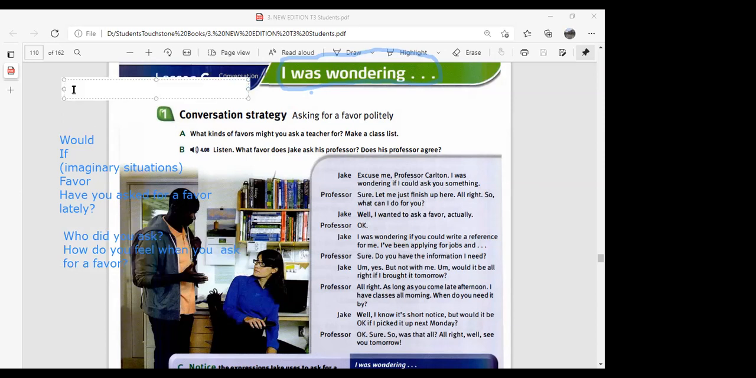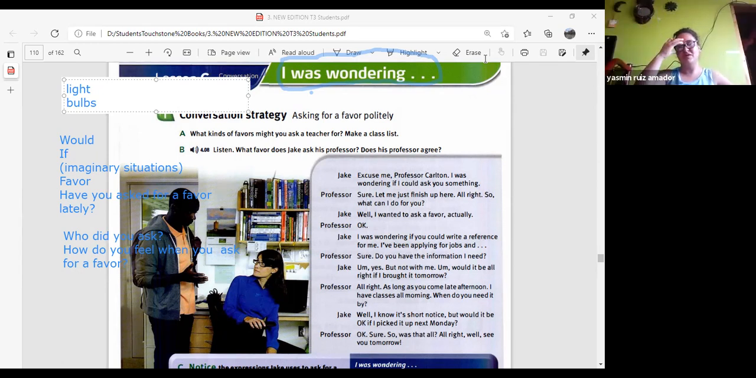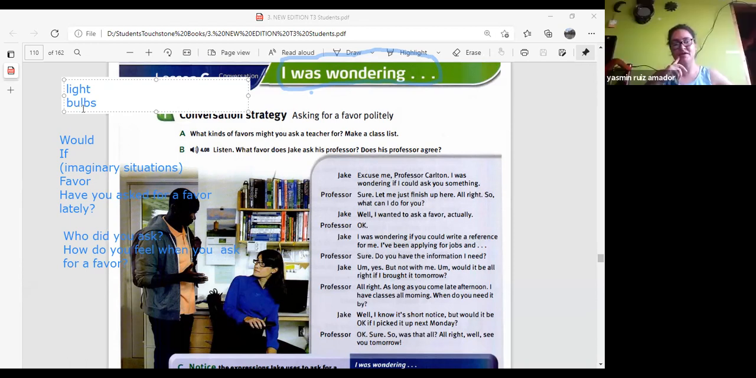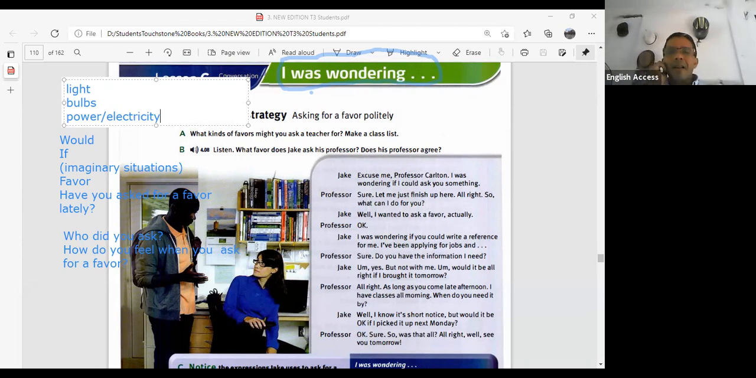Okay, remember when we talk about lights? These are physical lights. Bulbs, you know what bulbs are? Bulbs are the physical things where you get the light. I have 1, 2, 3, 4 bulbs at home. Power or electricity is different. When you don't have power, it's because there's no electricity in your place, right? But we don't say we don't have light.